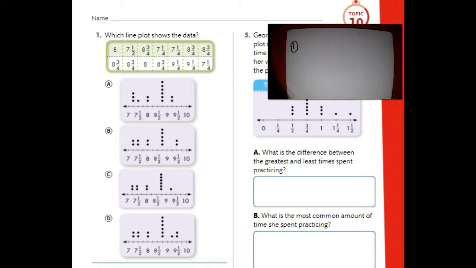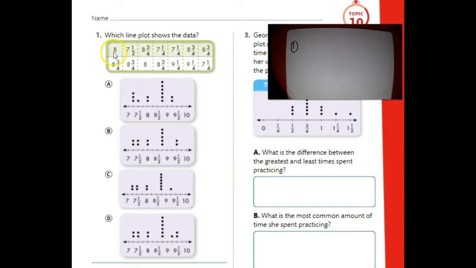It says, which line plot shows the data? Well, there's all the data that's listed there, and then we have some multiple choice options. So first thing that I'm doing when I look at this is I'm looking at my number line, and all of them begin with 7 and end with 10, right? So I want to look and make a note for myself to see where these dots are located.